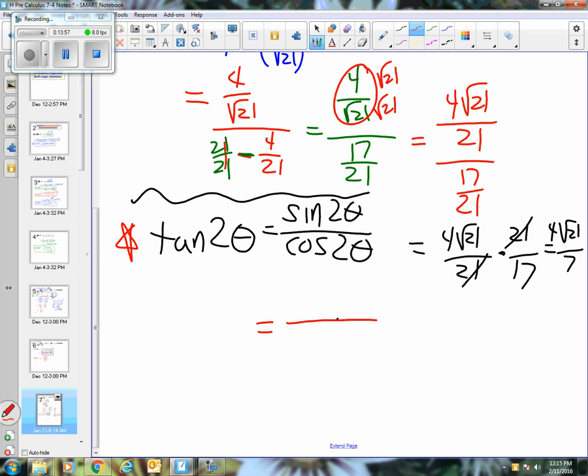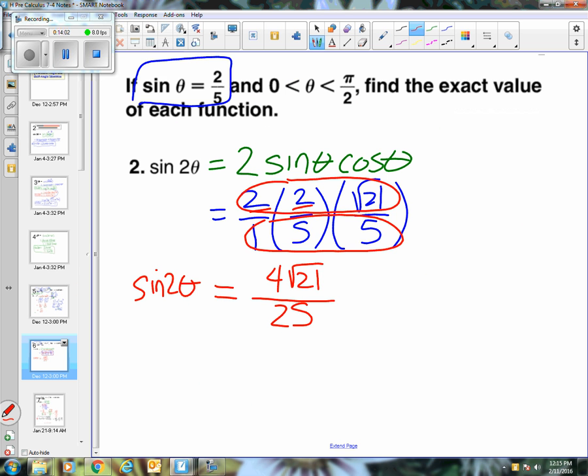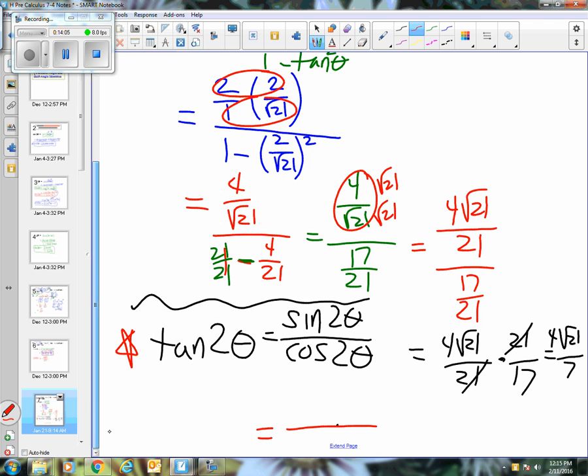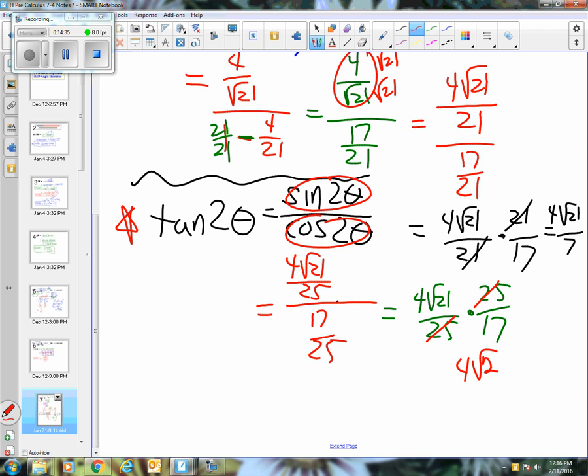Let's peek back and see. The sine answer, oops, that's cosine. Sine was 4 square root of 21 over 25. So flip down here again. So 4 square root of 21 over 25 is the sine of 2 theta. Then cosine of 2 theta, that was 17 over 25. If you just have those numbers already, you know what each of these things are, you can just divide them then. That's what tangent means. And then you're right away to that arithmetic we were just doing. 4 square root of 21 over 25 times the reciprocal. And the 25s would divide out, and you're right back to 4 square root of 21 over 17.